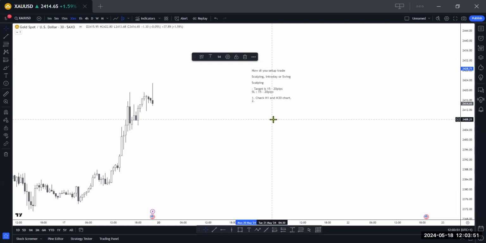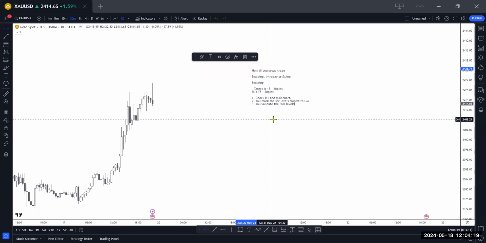Next one is you mark the SNL levels closest to current market price. You mark the SNL levels closest to current market price on H1 and then on M30. And then the third one is you validate the SNL levels.